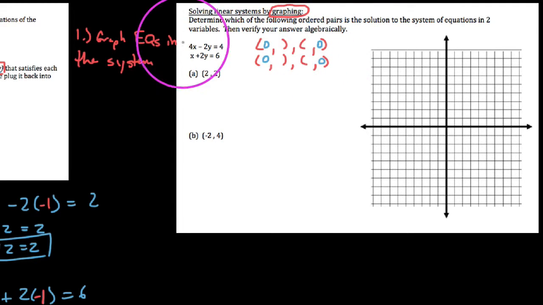Starting with this first equation, when you plug in 0 for x, you get negative 2y equals 4. If we divide both sides by negative 2, we have y equals negative 2. So its intercept on the y-axis is negative 2. If you plug in 0 for y, then 4 times x equals 4, and if we divide both sides by 4, we get x equals 1.